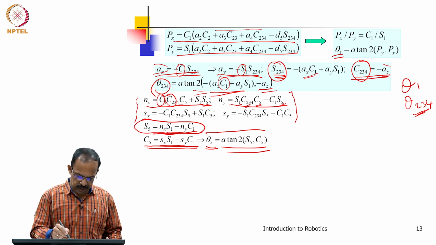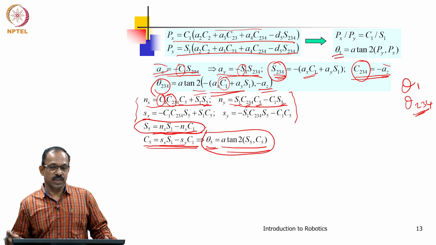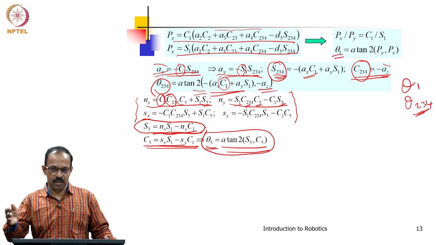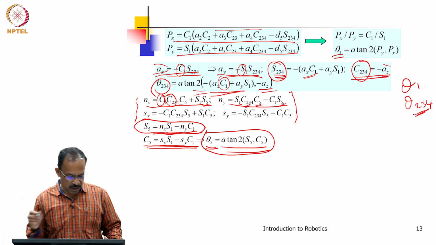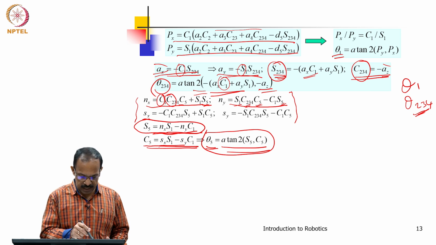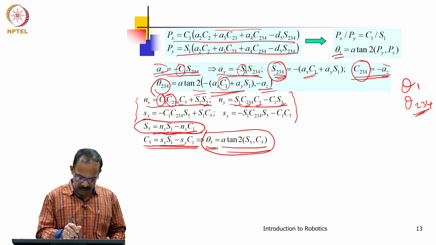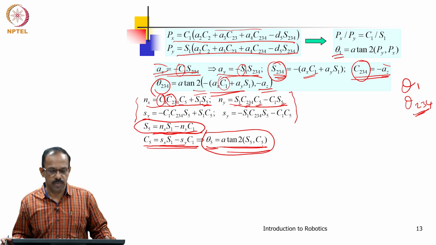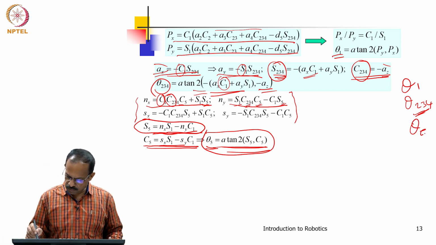So, theta phi can also be obtained from the orientation parts, and theta phi actually decides the orientation: the normal, approach and sliding vectors will be decided by this. So, you will be getting it as theta phi. Okay, so theta phi is A tan 2 S5 C5. So, we got theta 5 also.